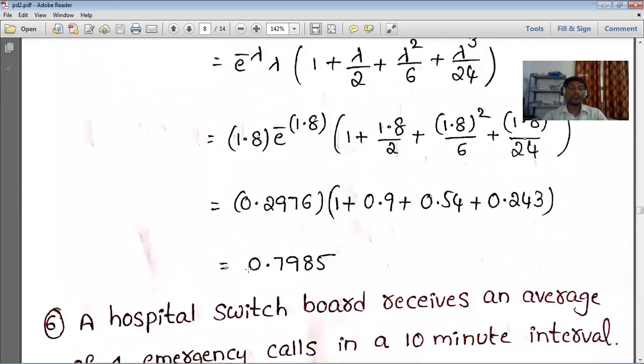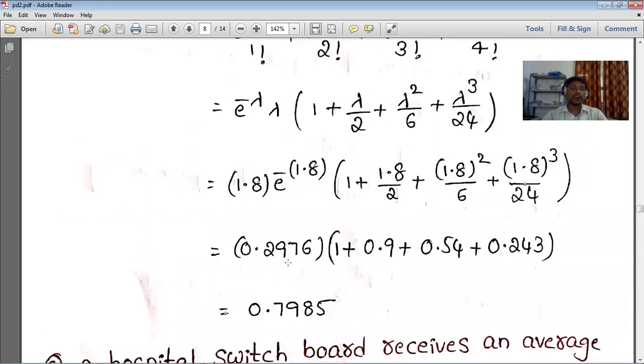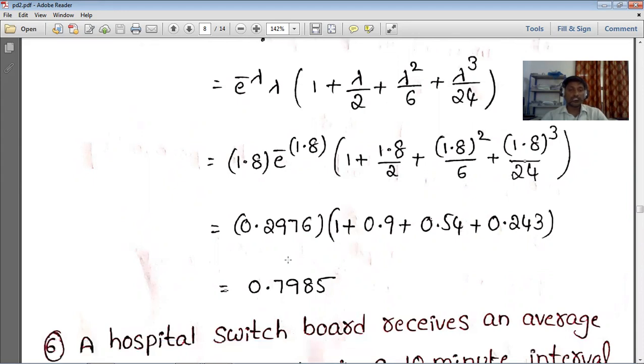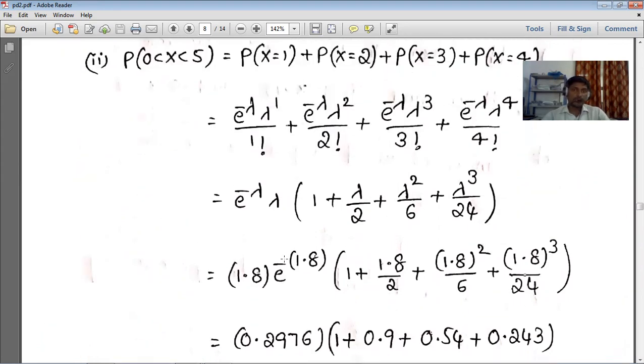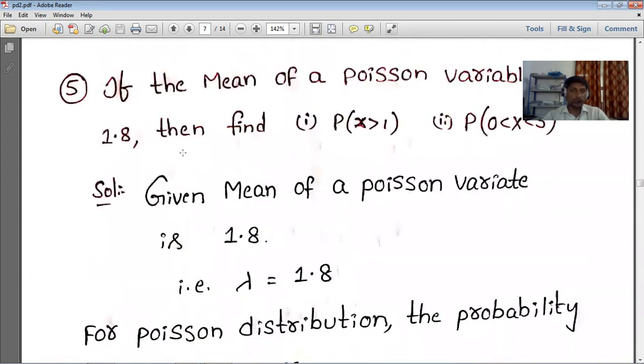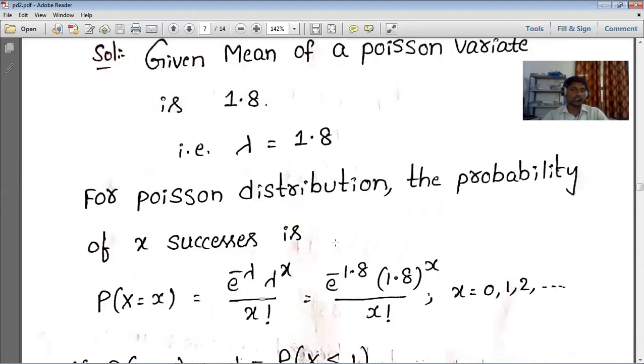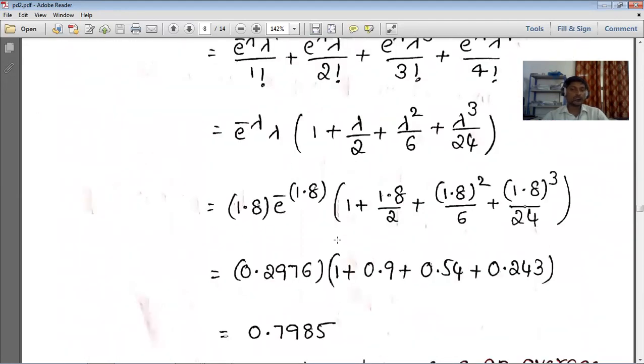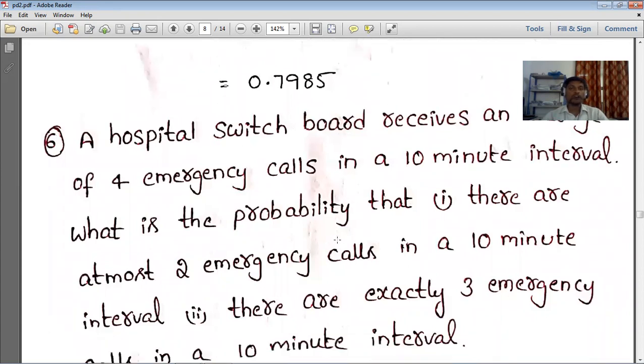So finally, between 0 and 5 the probability is 0.7985. Okay, so this is one model, and in the first 4 problems they gave a condition. By using that condition we used to calculate lambda. After that we simplified what they asked. Here in this problem we didn't calculate any lambda value; they directly gave it in the problem, that one we chose here, and then we calculated what they asked, by using the Poisson distribution formula. Okay, and now the next problem.